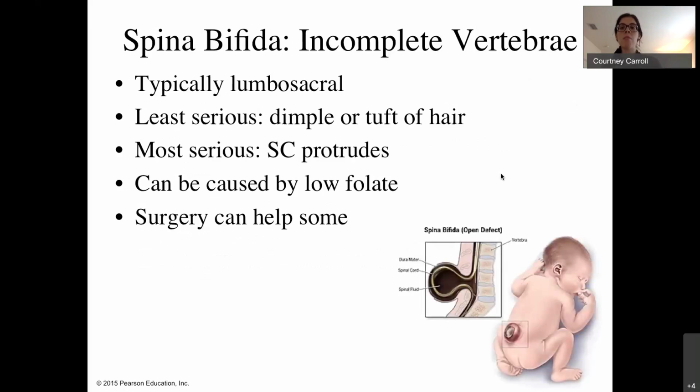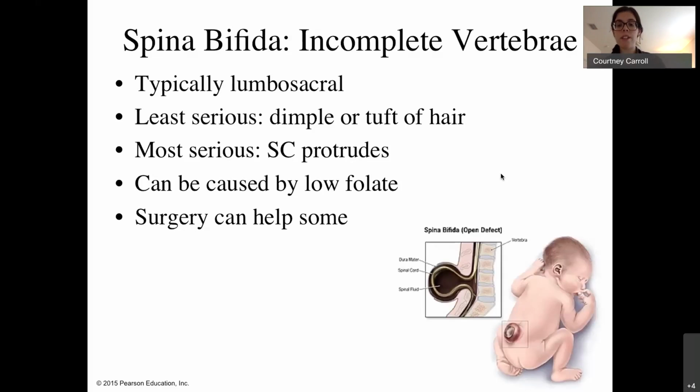This is an incompletion of the vertebrae. And so typically what you'll see with these patients is they're babies who are born and they have a little bit of their spinal cord protruding out. Typically it's at the base of their spine, so this is a lumbar sacral issue. If it's less serious, they may just have a small dimple or a little tuft of hair even. And if it's very serious, the whole spinal cord will bubble and protrude out.